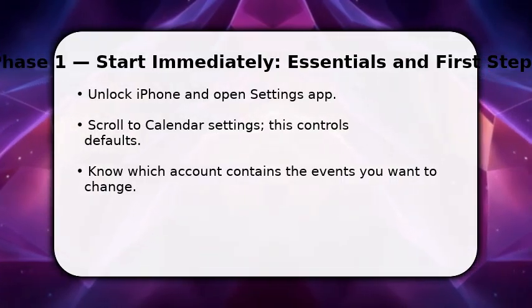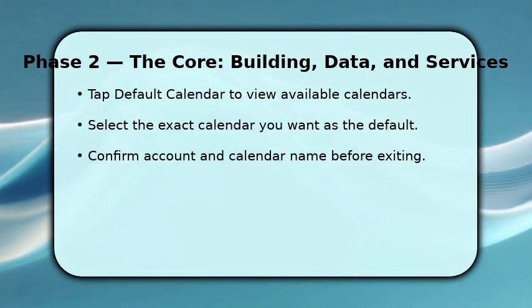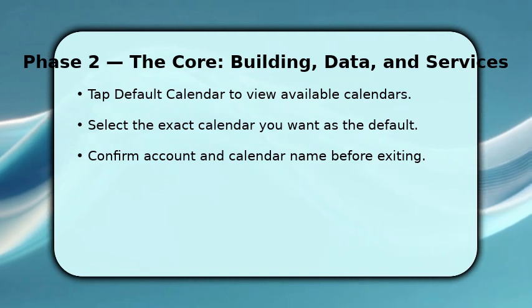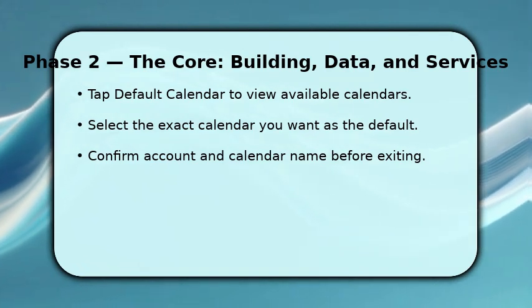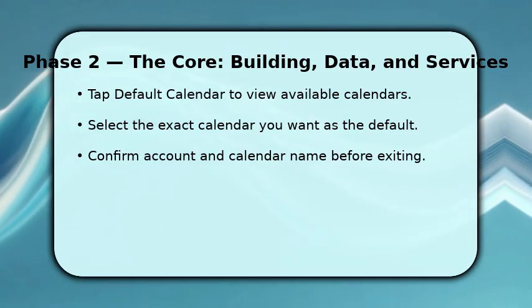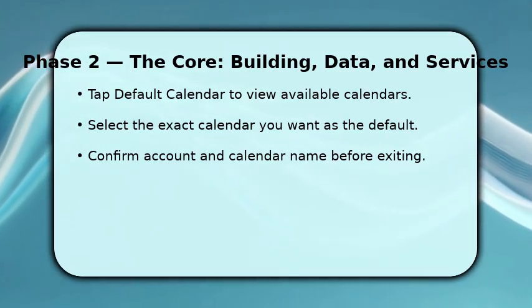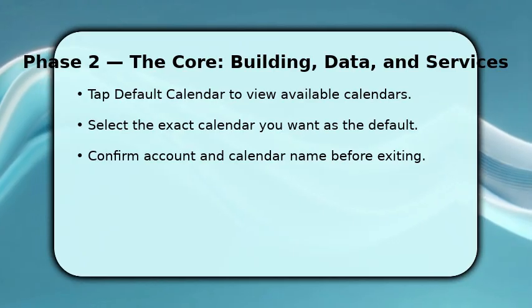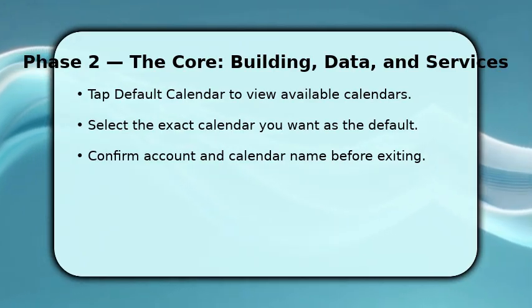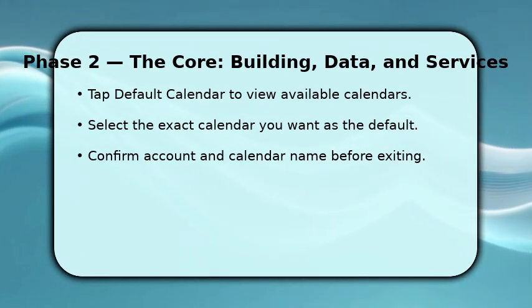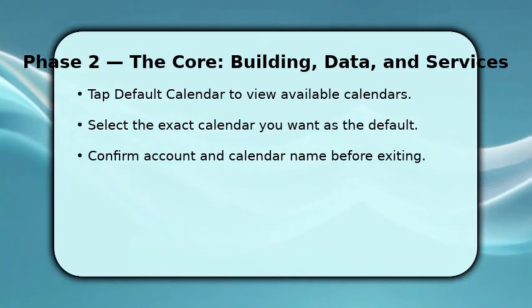Now, in Calendar Settings, tap Default Calendar. You'll see a list of calendars from all added accounts. Tap the specific calendar name you want new events to land in. Once selected, a check mark confirms it. This sets the default for Mail, Contacts, and third-party apps that use iOS defaults. Make sure you choose the calendar under the correct account, otherwise events go to the wrong place.